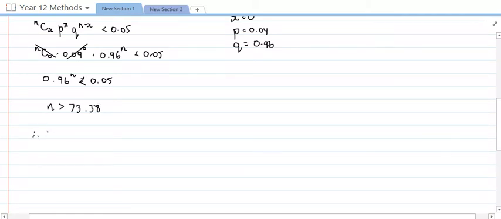So therefore he must bowl, well, if we go to 73, we're not going to have that chance yet, so we actually need to go to the 74. And that is definitely ensuring there's that 95% chance of taking the wickets.